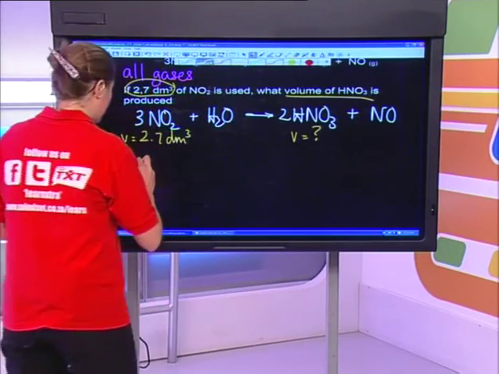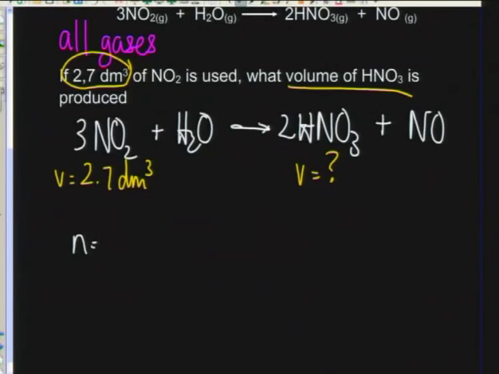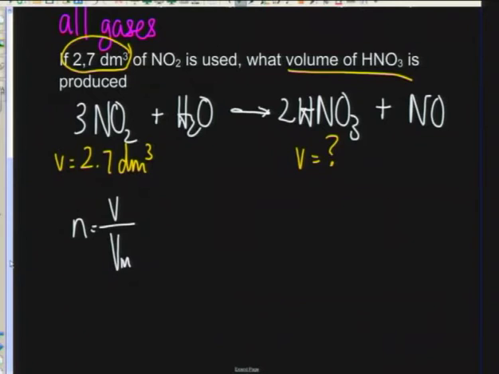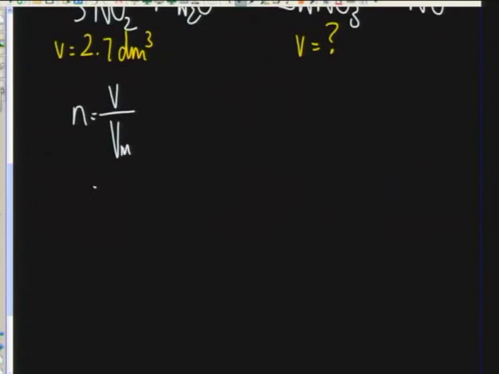Let's go across here. Number of moles is equal to volume divided by the molar volume. Let's give ourselves some space to write. What volume did we have? We had 2.7 decimeters cubed, and we are dividing here by 22.4 decimeters cubed. Why is that?